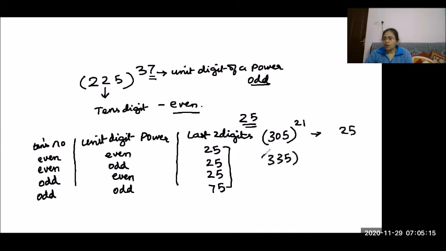335 to the power 33. So both are odd, so 75. Did you understand? To find the last two digits in the case of 5, you just have to identify whether the tens digit is even or odd and the unit digit is even or odd.